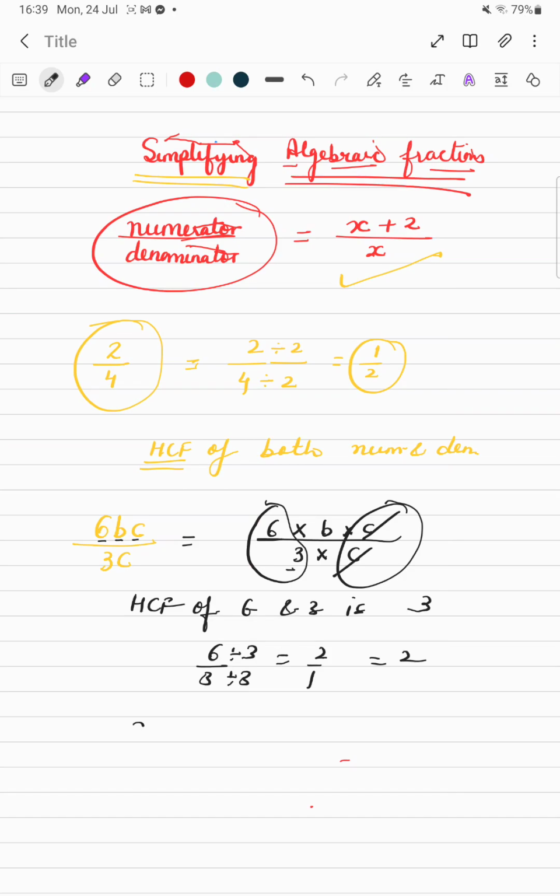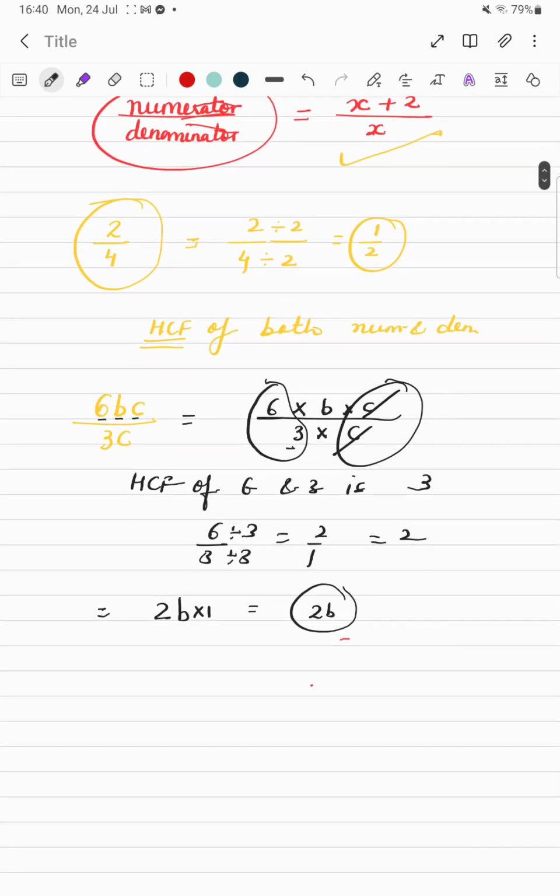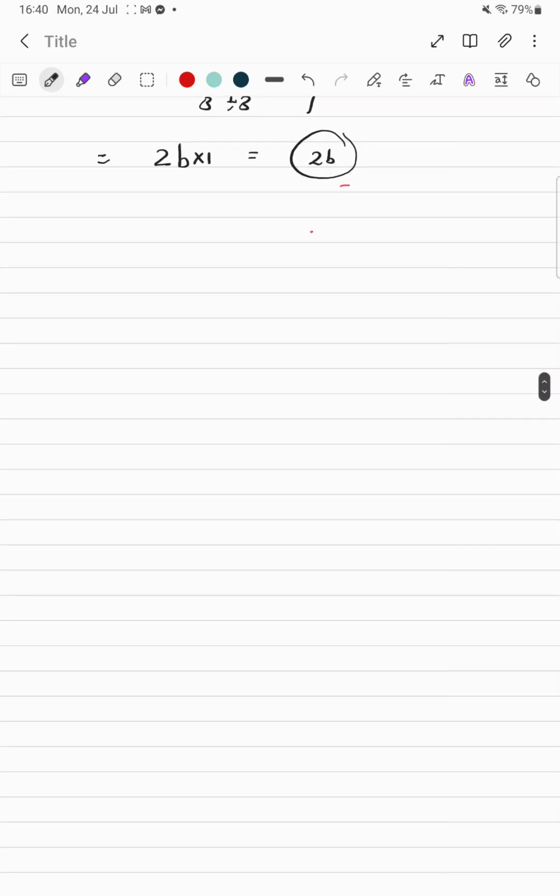Now 6 over 3 is 2, so I wrote 2. And then b is there. After that, c and c are divided, so nothing is left, it's just a 1. Don't say it's 0, it's c divided by c, so it will be 1. So we got the final answer as 2b. Okay, let's take some more examples.